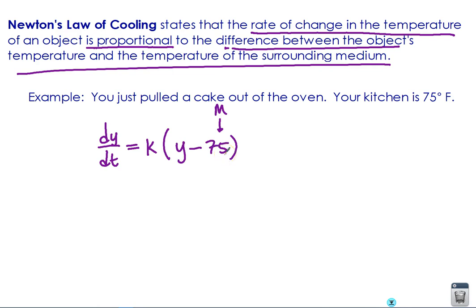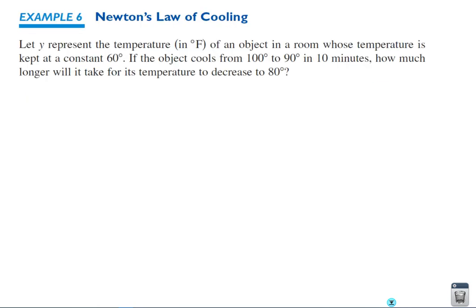If you think about it, if you pull a cake out of an oven and your kitchen is 75 degrees, that's going to cool at a rate that would be very different than if you pulled your cake out of the oven and the kitchen was at 100 degrees. Your cake would not cool down as quickly at 100 degrees in the kitchen as it would at 75 degrees. And so it's proportional to the difference between the cake's temperature and the temperature of the surrounding medium. Okay? Let's look at an example here.